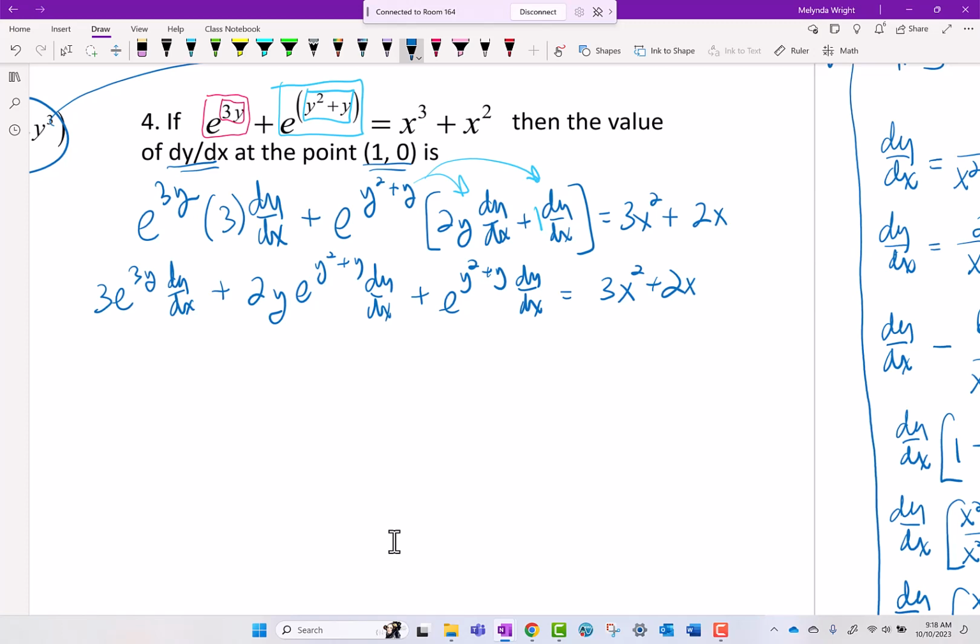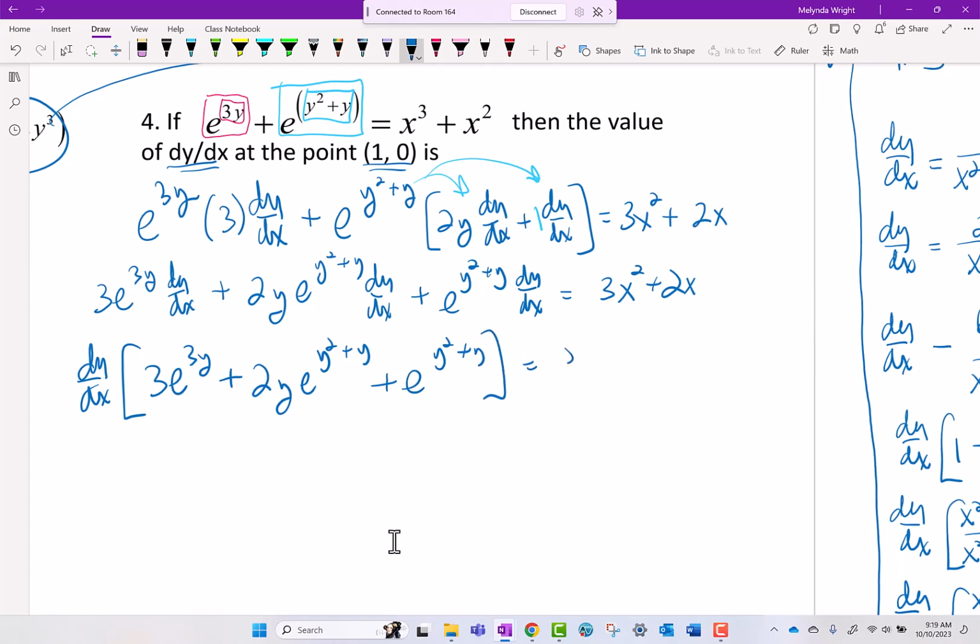We're done with calculus. And typically some people will say the hardest part of calculus is algebra, and you can see why they might say that, right? Because the algebra is pretty intense. So now I have the 3 different dy/dx's. I'm going to factor them out. So dy/dx times, the first term was 3e^(3y). The second term was 2y e^(y²+y). And the third term was e^(y²+y), equals 3x² + 2x. Okay, so I factored the dy/dx out of each term, and now I'm going to solve.